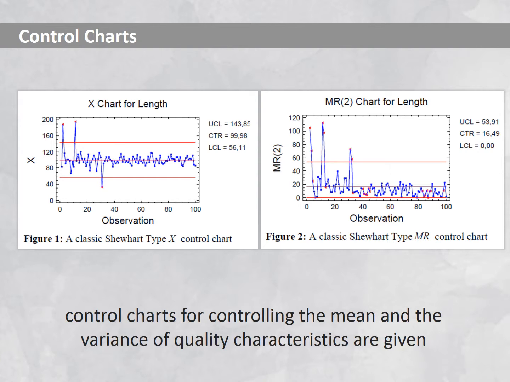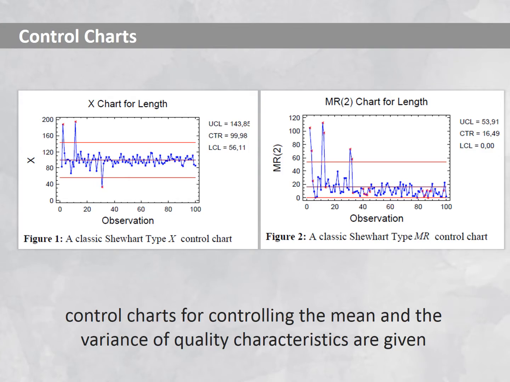The ordinary rule applicable to a Shewhart type control chart for declaring a possible out of control condition in a manufacturing process is the occurrence of a point outside the control limits. Here we can see figures 1 and 2, control charts for controlling the mean and the variance of quality characteristics. In addition, many sensitizing rules have been suggested for the Shewhart control charts in order to make them more sensitive in the detection of drifts in the mean of the process.